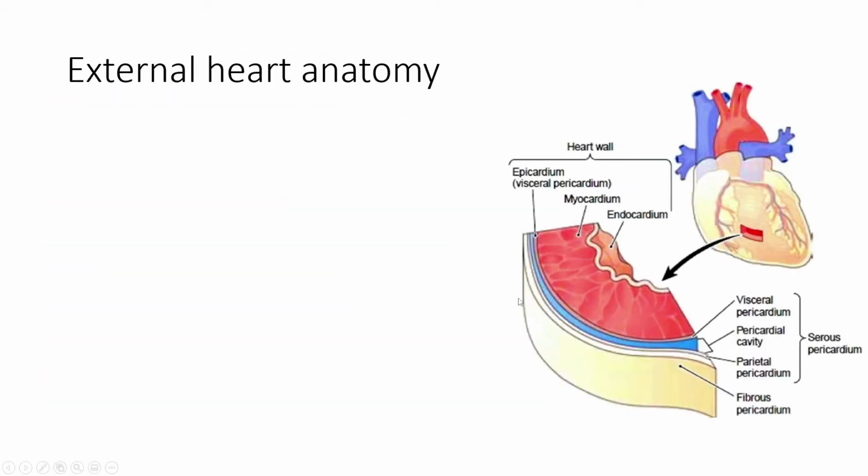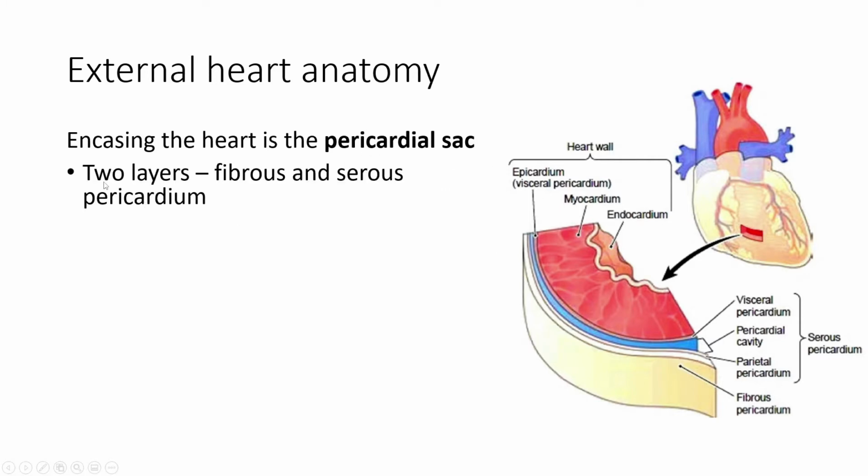Today I'll be talking to you about the external anatomy of the heart. So to begin, the first layer of the heart that you're going to encounter with the external anatomy is the pericardial sac. It's divided into two layers. They're called the fibrous and the serous pericardium. You can see here, the fibrous layer is more external and the serous layer is more internal.